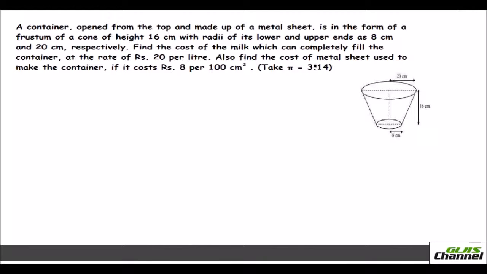One is the capacity of this container. The capacity means the volume. They have given you that for every liter it is rupees 20, so what would be the total cost of milk that you can carry in this container? And they also ask you to find the cost of the metal sheet used. For that we should know the area: the curved surface area plus the bottom, because they say that the top of the container is open. Here it says open from the top, so you needn't calculate this side area. Okay, let's do it one by one.